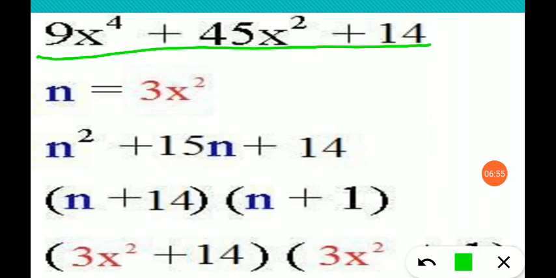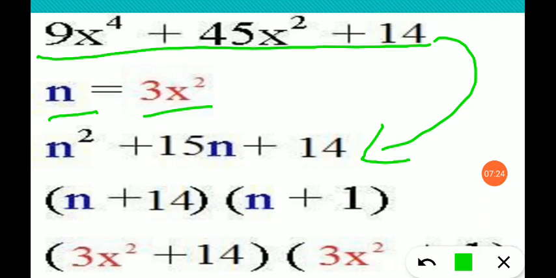So what we will do here, for simplicity, we will take 3x square as n, because in the first term also we have x to the power 4 and here x square, so the minimum power is 2, so we'll take x square. 3 into 3 is 9, and 3 into 15 is 45, so 3 is also common, hence we will take n as 3x square, and the given equation becomes n square plus 15n plus 14, and after that you can proceed with the middle term split method.